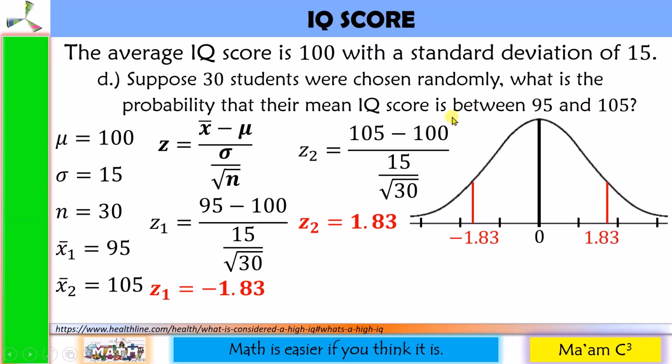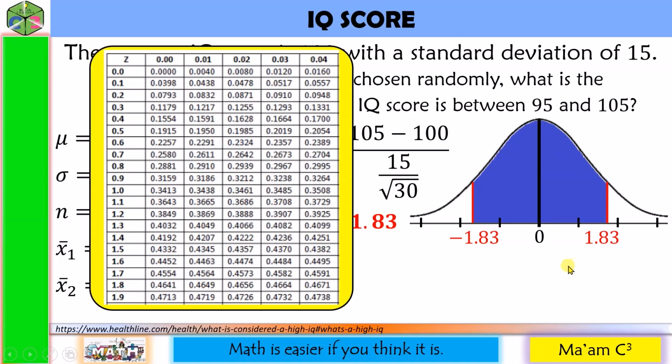Let us analyze between 95 and 105. So it means between negative 1.83 and positive 1.83. Let us have our z-table. Negative 1.83 is just the same as 1.83 because they are symmetrical. So let us look for 1.8 in our first column. Here it is. And then we have 3 on the top row, 0.03. Let us get the intersection.